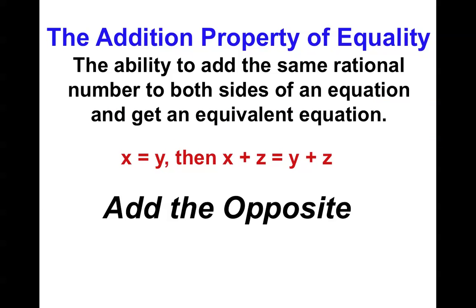We're going to talk to you guys about the addition property of equality. It's the ability to add the exact same rational number to both sides of an equation and get an equal equation. Basically, we're saying that if x equals y, then if we add z to both sides, it will still be equal. Let's see what this means.